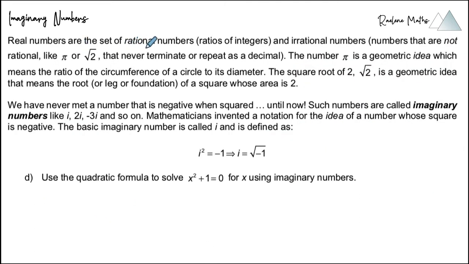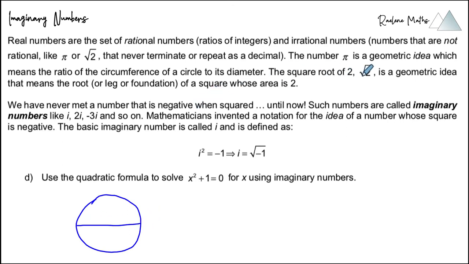Real numbers are the set of rational numbers and irrational numbers. Rational numbers are ratios of integers, like 2 over 5, or 3 over 1, or negative 7 over 2. And irrational numbers are numbers that are not rational or fractions of integers. And those numbers, like pi and the square root of 2, never terminate or repeat with a pattern as a decimal expansion. We might think of the number pi as a geometric idea, which says you take the ratio of the circle, any circle, divided by its circumference, and that ratio is called pi.